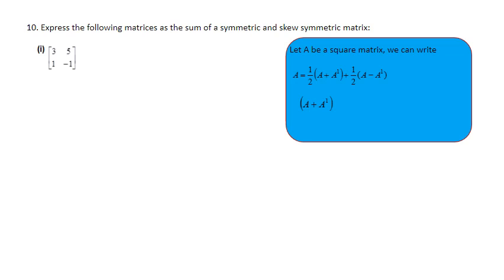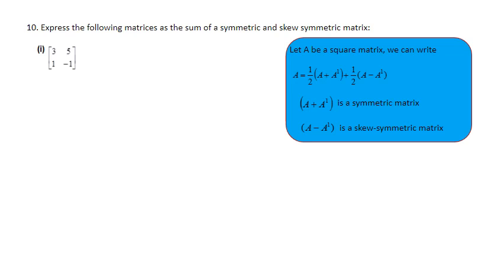there 1 by 2 A plus A transpose and 1 by 2 A minus A transpose. So here in 1 by 2 A plus A transpose, A plus A transpose is a symmetric matrix. Okay, in the previous question we have calculated that, and A minus A transpose is a skew symmetric matrix. Okay, so when you write A as 1 by 2 into A plus A transpose plus 1 by 2 into A minus A transpose, remember, A plus A transpose is a symmetric matrix and A minus A transpose is a skew symmetric matrix.